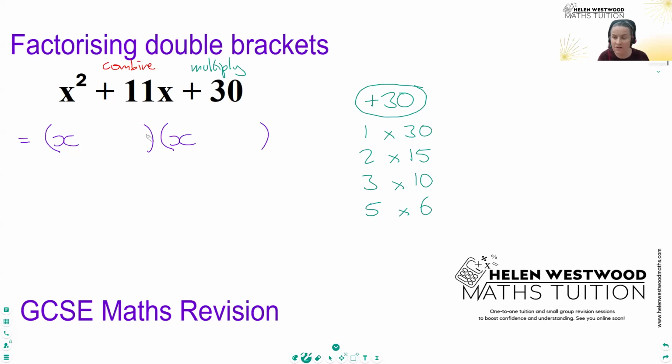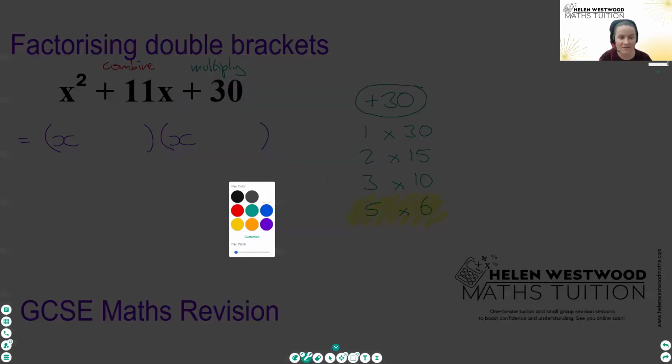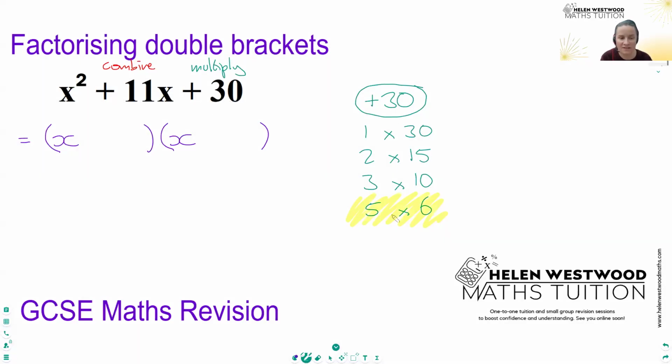Now I say combine rather than add because sometimes we might have a mixture of positive and negative numbers. So we can see that the factor pairs that combine together to give 11 but multiply to give 30 are 5 and 6. So we're going to put x plus 5 and x plus 6. Equally, you could have it the other way around. x plus 6 times x plus 5 would be an equivalent answer.